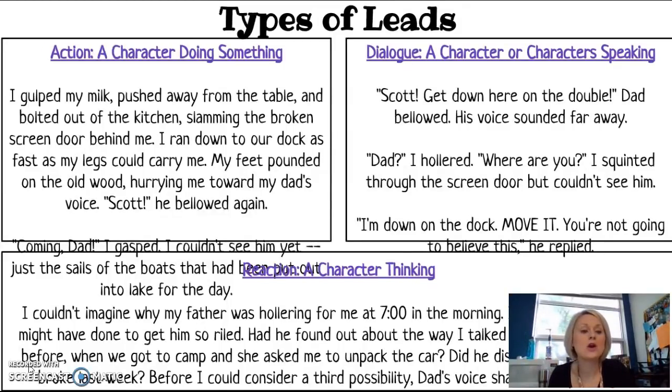It jumps us right into the action. We want to know where Scott is going. We want to know why Dad is hollering. We even get some really great imagery in there, slamming the broken screen door behind me. You can imagine this. You can see it in your mind. So dialogue. Dialogue is another great way to jump in and start a story.